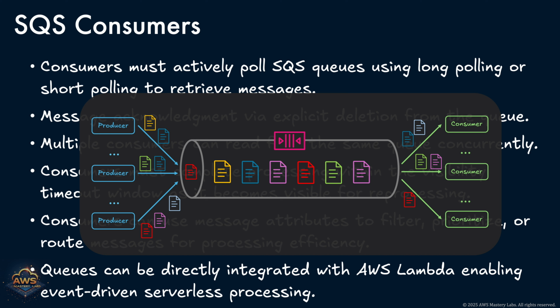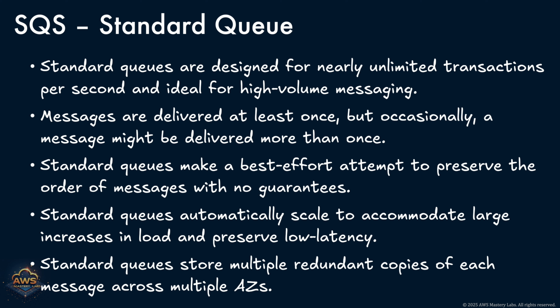Finally, Amazon SQS integrates seamlessly with AWS Lambda. Standard and FIFO queues can trigger Lambda functions automatically, enabling fully serverless, event-driven architectures without manual polling, perfect for lightweight, reactive processing workflows. Amazon SQS standard queues are one of the two main types of queues available in SQS.